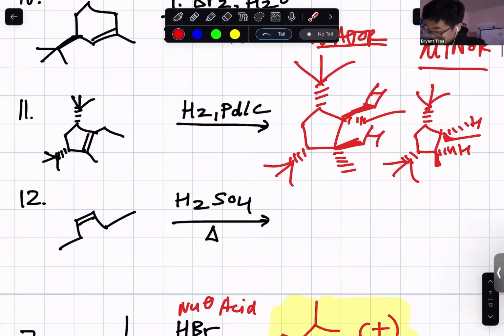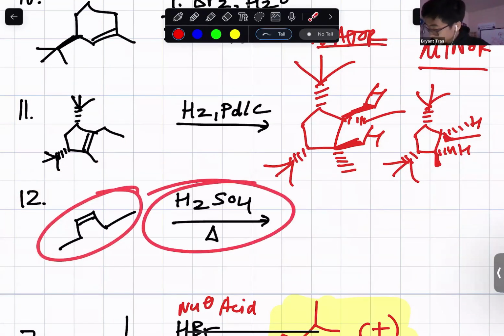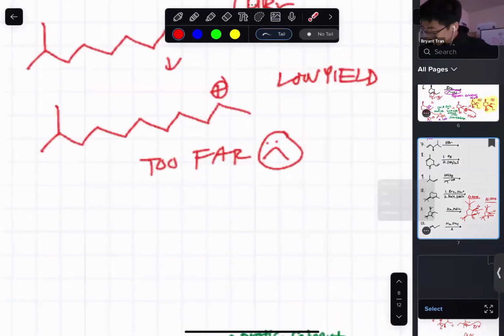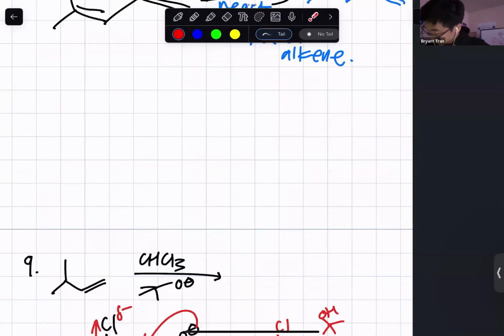Okay. What reaction name do you guys think this is going to be when we have this alkene reacting with H2SO4 and heat? What is that reaction name?